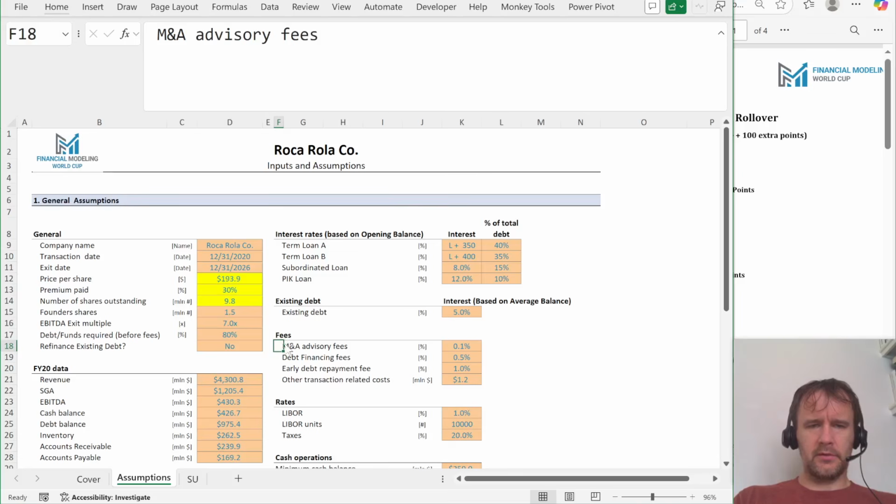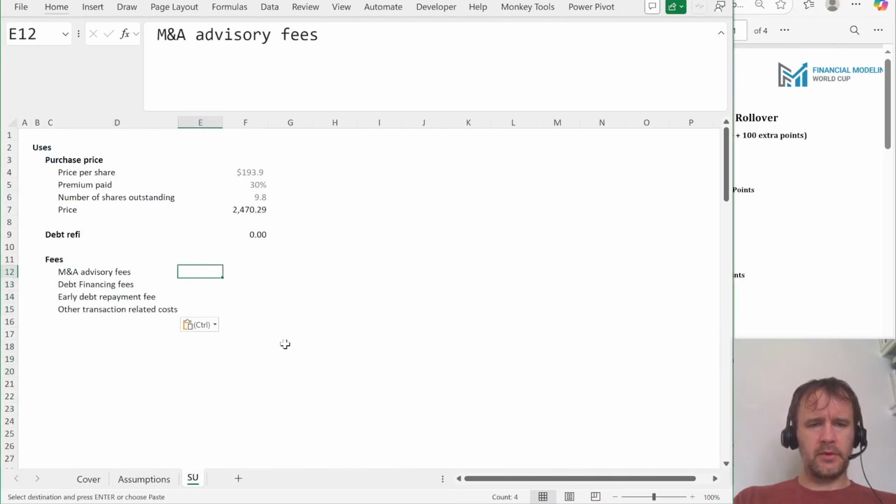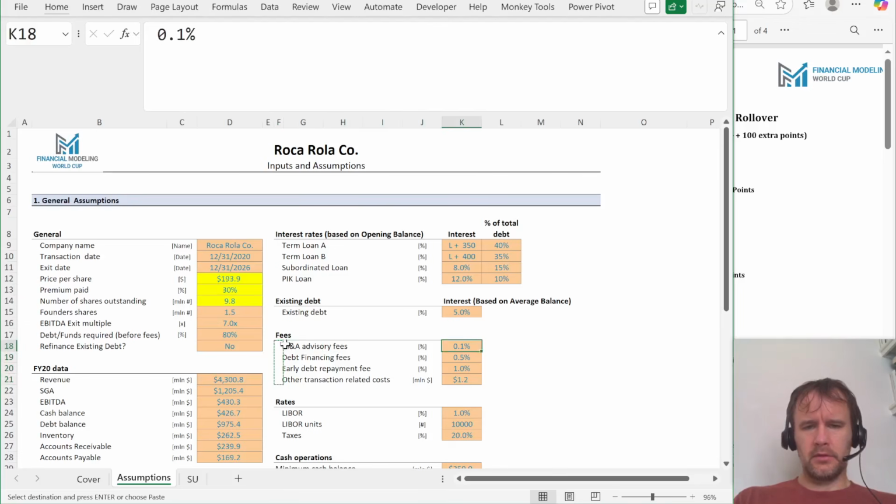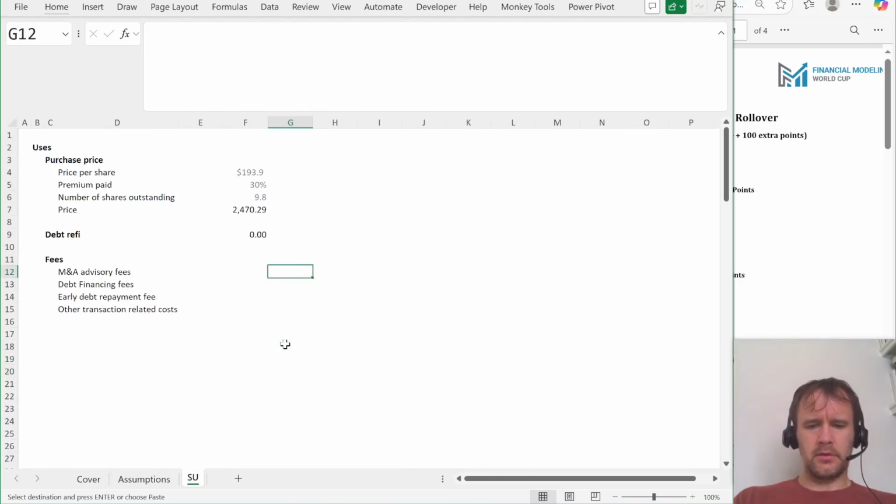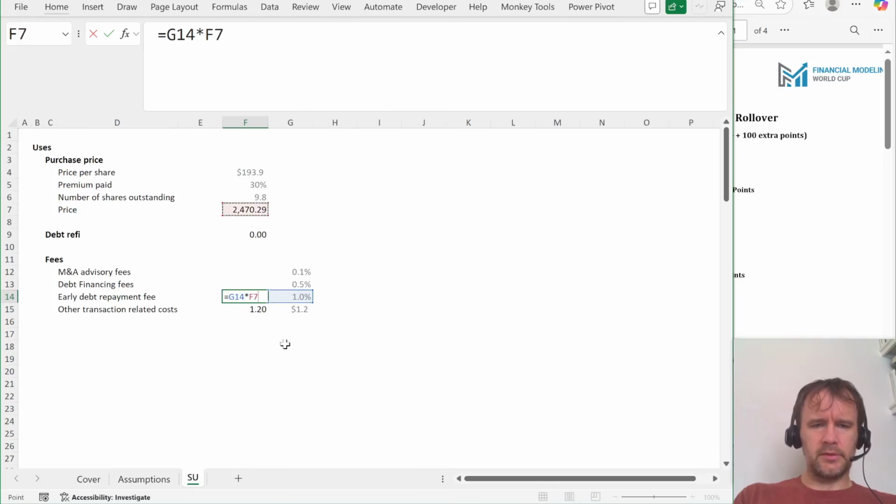So we've got 4 different kinds of fees, and I'll paste those in there. So the other transaction-related fees is just that. Early debt repayment fee is going to be 1% times the amount of debt refinanced. The debt financing fees we'll have to come back to because we have to size the debt later, and the M&A advisory fee is the purchase price times 0.1%.